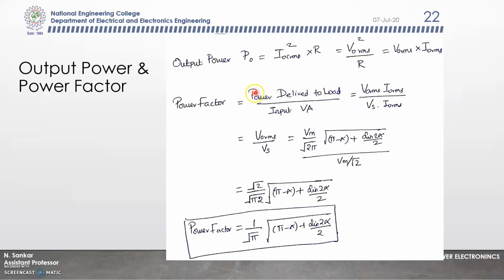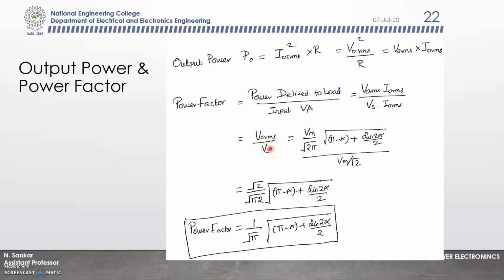So power delivered to the load is nothing but the output power, which is equal to V naught RMS into I naught RMS. Input VA is nothing but the supply voltage into I naught RMS, because for RMS voltage or RMS current, the DC equivalent will be equal to the AC equivalent. That's why we are using I naught RMS for the input VA. So I naught RMS will get cancelled, and power factor will be V naught RMS by Vs, where Vs is the supply voltage.